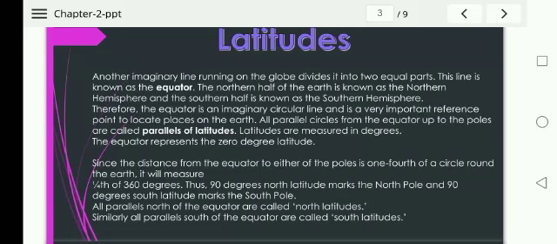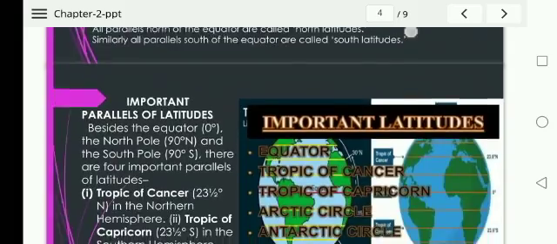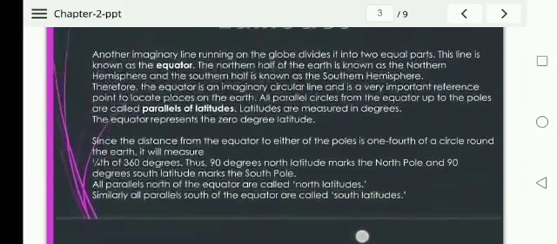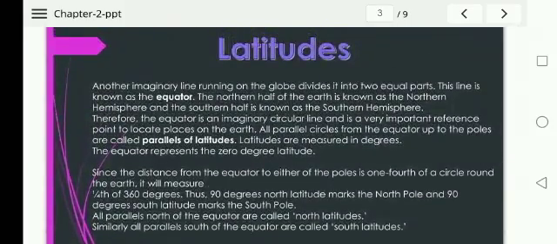places on the earth. All parallel circles from the equator up to the poles are called parallels of latitudes, and the latitudes are measured in degrees, and the equator represents the 0 degree latitude as you have seen in this image. Since the distance from the equator to either of the poles is 1/4 of a circle round the earth, it will measure 1/4 of the 360 degrees. Thus, 90 degrees north latitude marks the north pole and 90 degrees south latitude marks the south pole.